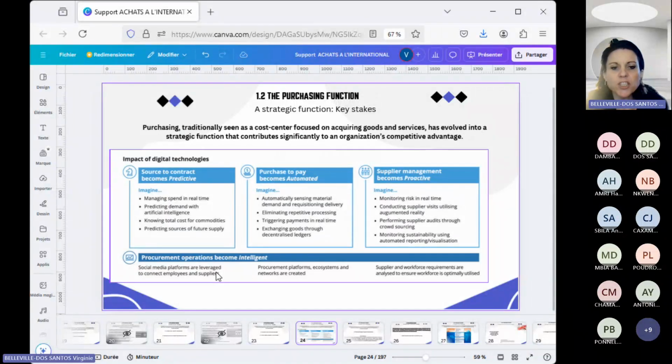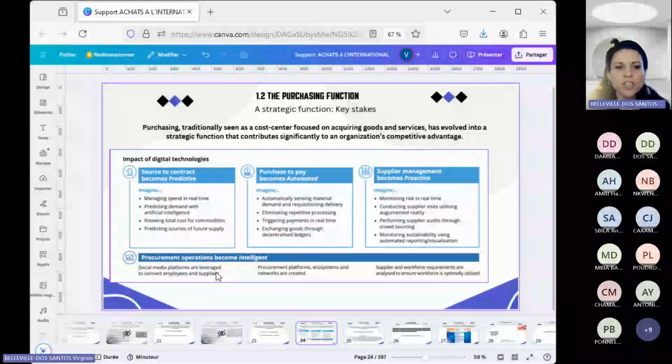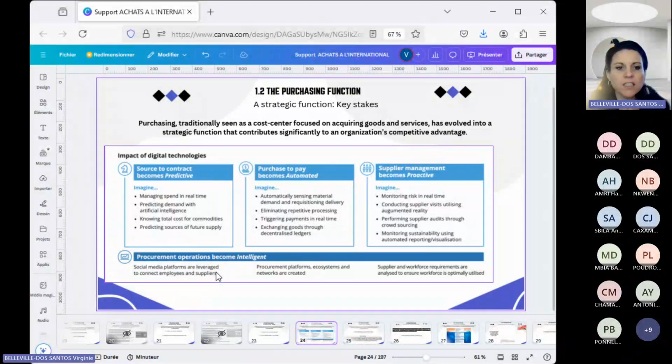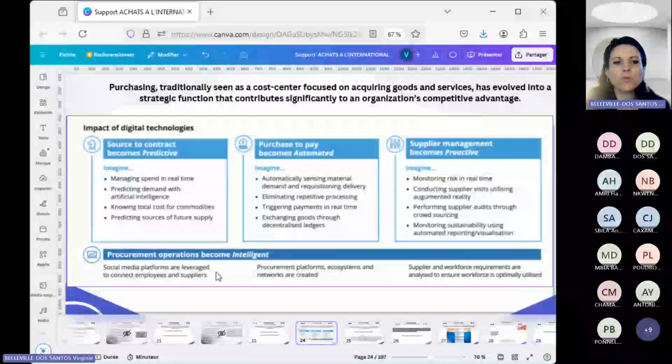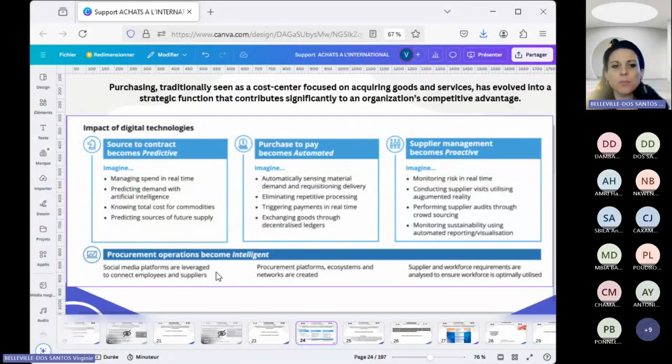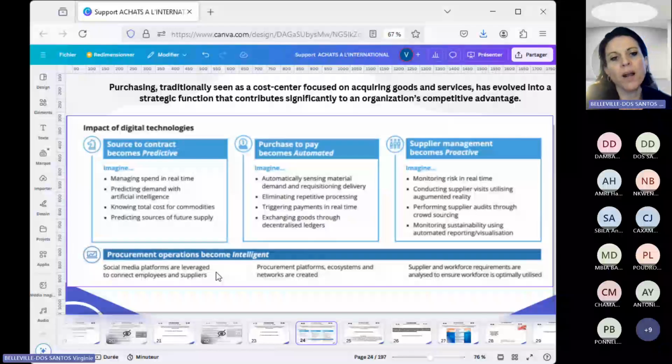What you can see in these pictures is the impact of digital technology on the purchasing process. So, four main points. The first one is that sourcing and contracting become predictive. So we can predict and anticipate what will be, for example, the spend in real time, what will be the demand, what will be the total cost by commodity, or predict the sources of future supply.